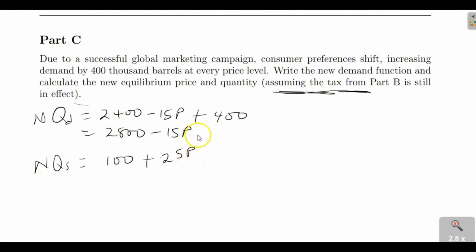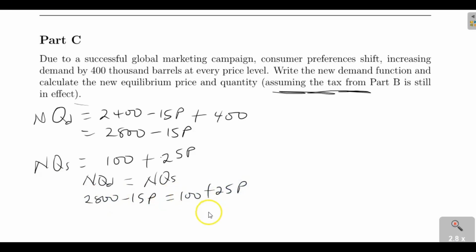And then this is our new demand curve. For equilibrium to be established, the new quantity demanded should be equal to the new quantity supplied. So we have 2,800 minus 15p equal to 100 plus 25p. We just need to group like terms. I'm going to move this 100 to the other side, so we have 2,800 minus 100 equals 25p plus 15p.